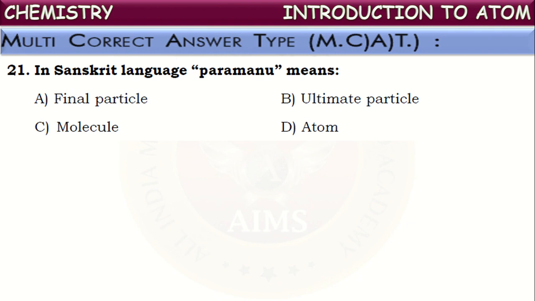Paramanus are nothing but atoms. So these are the ultimate particles or final particles of every matter. That was the proposal given by Maharshi Kanad. So here Paramanu represents the final particles or ultimate particles of every matter, which we now call atoms. These three will be correct answers.